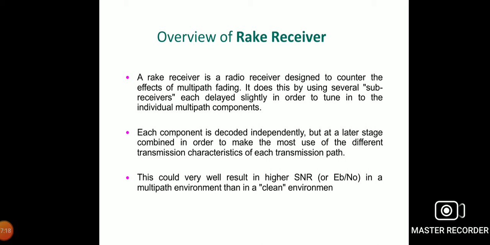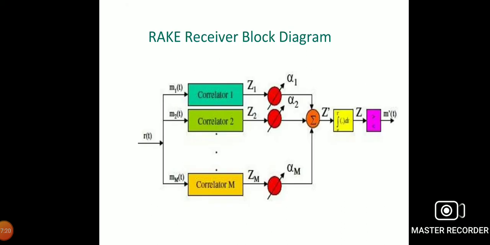Now we can move to the receiver block diagram. Here the input signal, that is r of t, is applied to the different correlators. So the input signal r of t is the message input signal, that is m1 of t to mn of t.